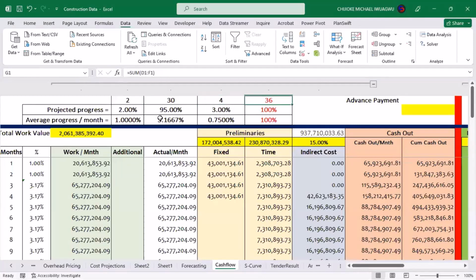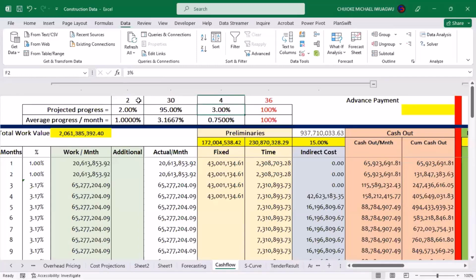Follow me again. I said I am projecting that in 2 months' time of mobilizing on site, I should have achieved 2% of the work. In 30 months' time of mobilizing on the site, I should have achieved about 95% of the work. And in 4 months' time after achieving my 95%, I should have concluded the project, which is when I will wrap up the remaining 3%.